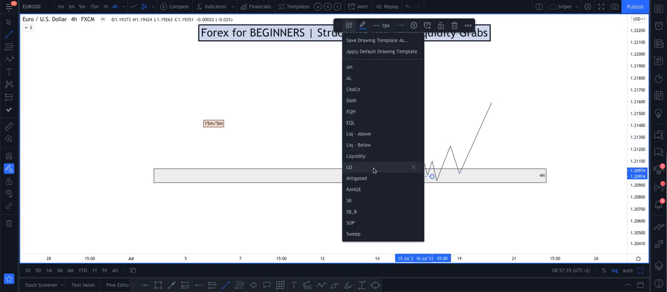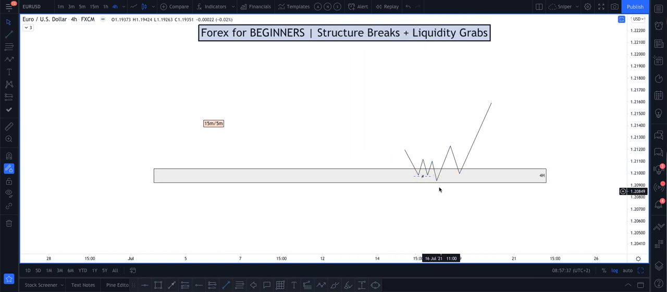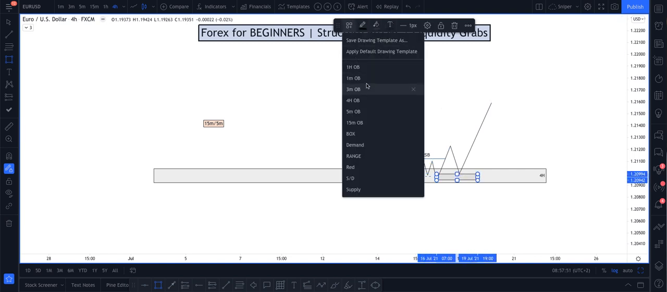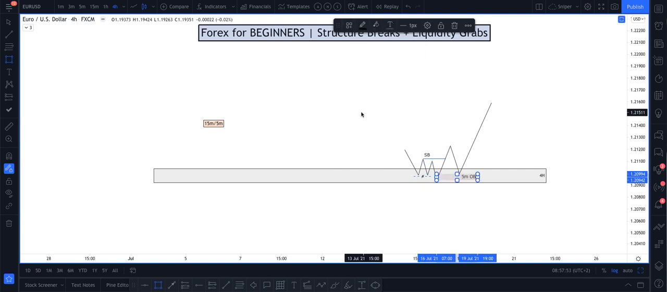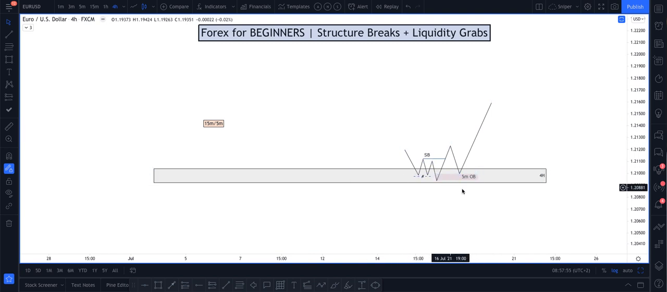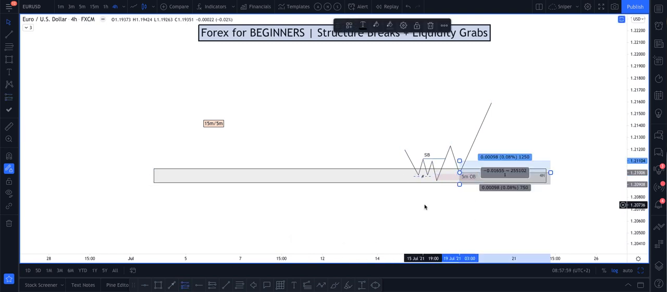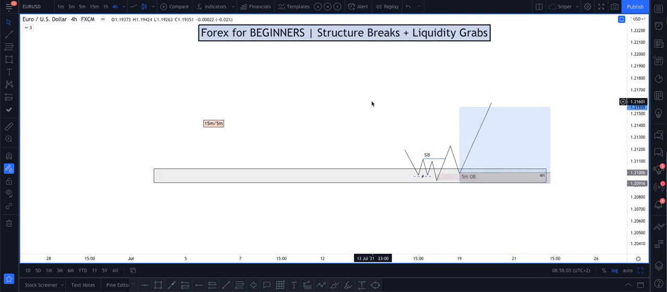We have our liquidity over there. We have a structure break. And then we want to wait and see for price to return to a newly formed order block in that area. Let's call this the 5 minute. We want to see price moving into that 5 minute order block with our stops below and take profit wherever.